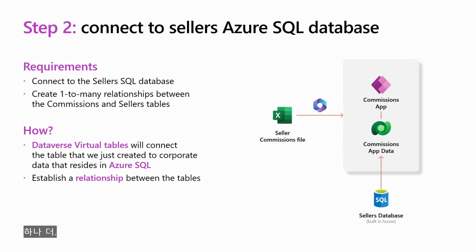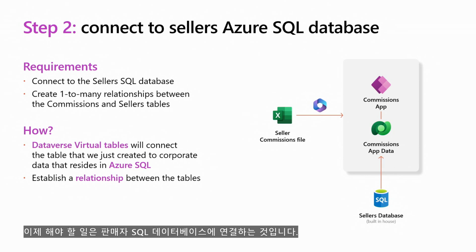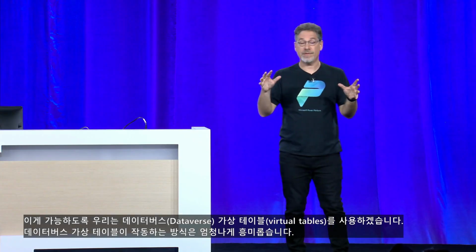So going back, let's go to the next step. Our next step is, now that we have the application, it's still completely separated from the rest of the company. So what we need to do now is connect to the seller's SQL database. That is where the company has all the seller's information. And after we connect, we want to relate that new table that we connected with the table that we created 2 minutes ago. To make this happen, we will use Dataverse virtual tables.